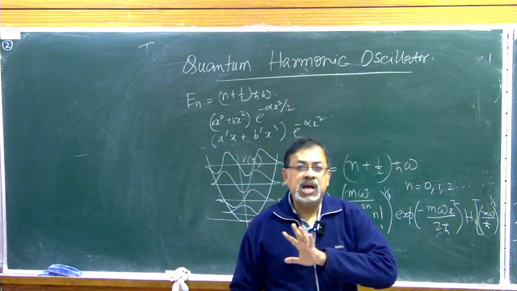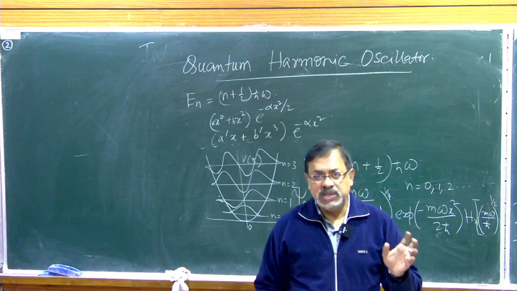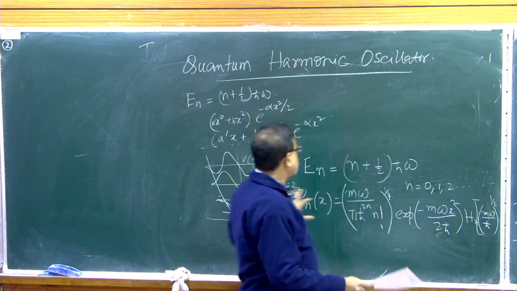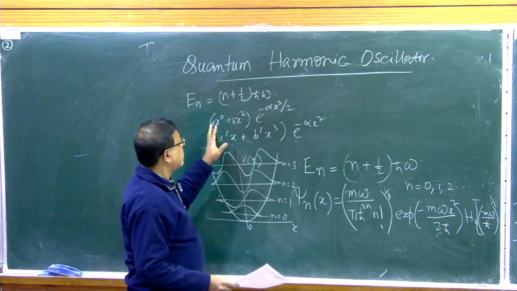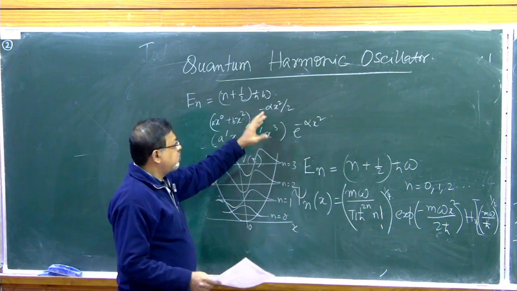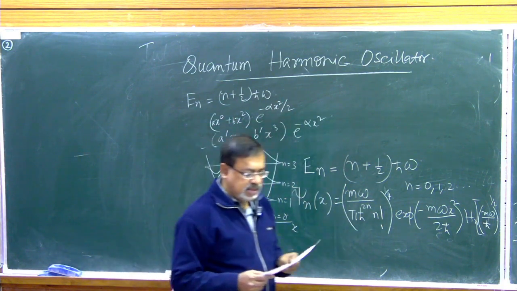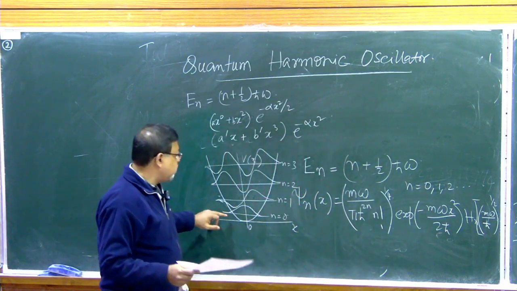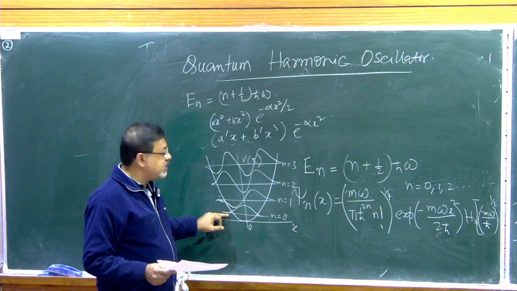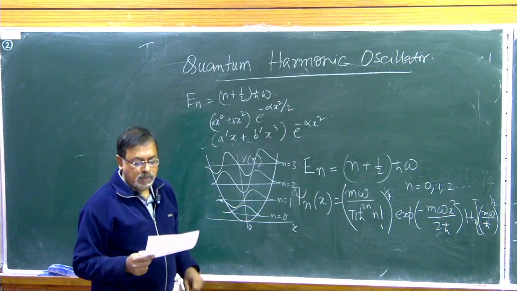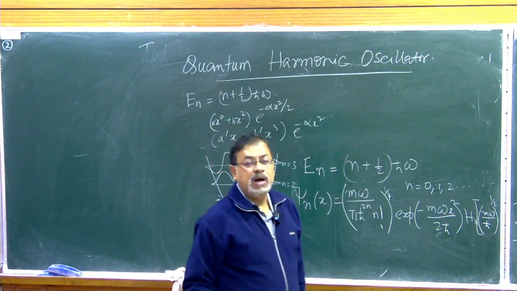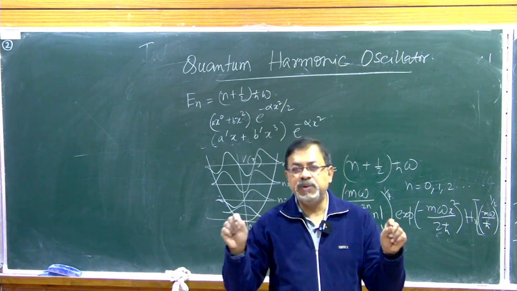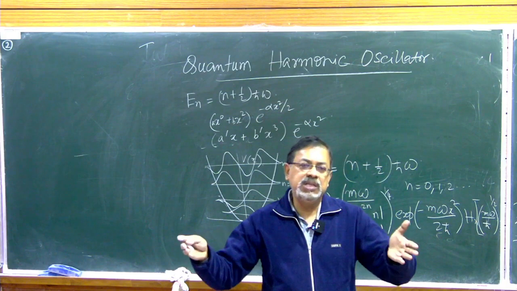One is an algebraic function of x which has an even-odd property, and then it is multiplied by the Gaussian, which is exponential of minus alpha x square. If you take the mod square of this wave function, which means if you square it up, you will get the probabilities of how the particle is likely to be found in the potential well.